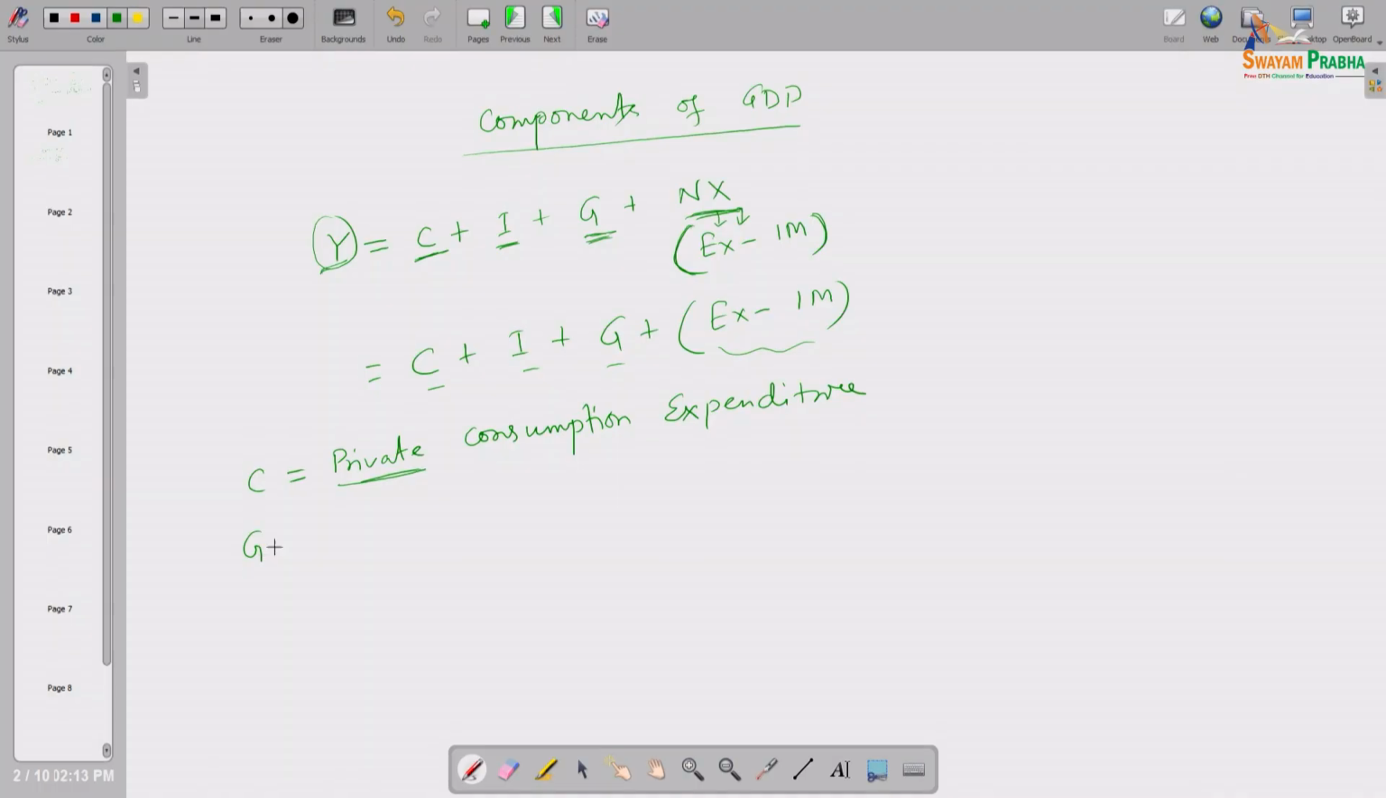This G is basically government expenditure, its counterpart. Or you can more specifically say government consumption expenditure. I am coming to what expenditure belongs to government consumption expenditure. The private consumption expenditure is basically this: in a country so many households are there.